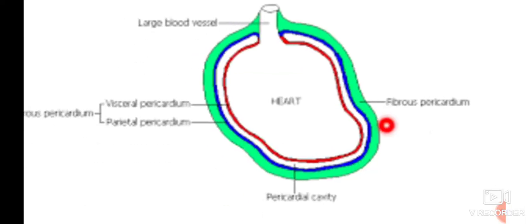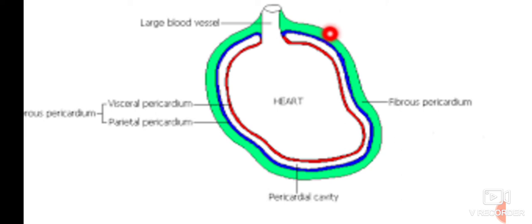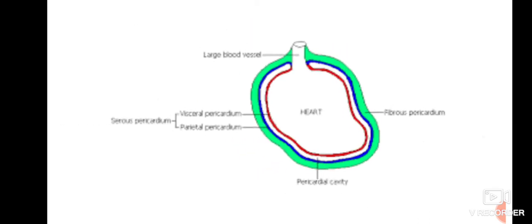Here in this picture you can see the green colored area. This is the fibrous pericardium. Then inside this is a serous pericardium with the 2 layers. The blue color is the parietal layer of the serous pericardium, and the red color is the visceral layer of the serous pericardium. Between the parietal and the visceral layer, there is a space called the pericardial cavity. This is a pericardial cavity which is filled with a thin film of fluid called pericardial fluid.